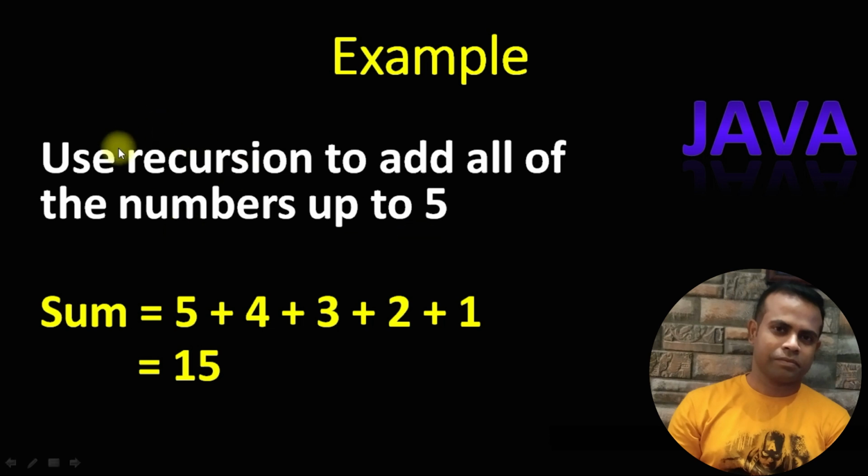So you can see here, use recursion to add all the numbers up to 5. Up to 5 means if the number is 5, then we need to print the summation of 5 plus 4 plus 3 plus 2 plus 1. So how can we do that in Eclipse? Let's check that with a recursive method.